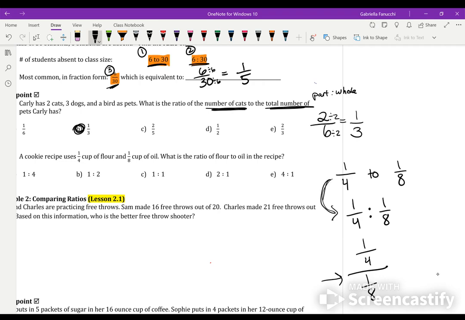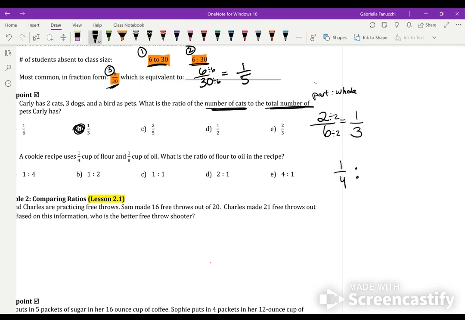I'm actually going to go ahead and do this one right here. I'm going to go ahead and erase that. So I have 1/4 to 1/8. Well, I can see that all of my answers here are simplified to whole numbers. So what I'm going to do is multiply by the largest denominator on both sides. So in this case, it's going to be 8. So I'm going to multiply by 8 on both sides.